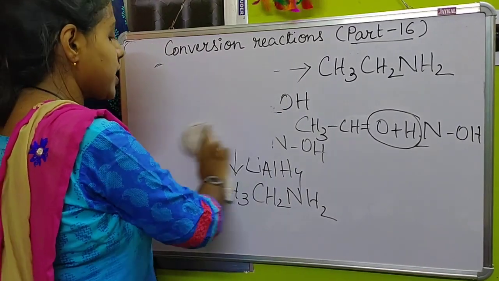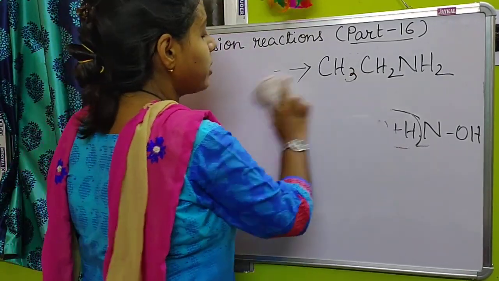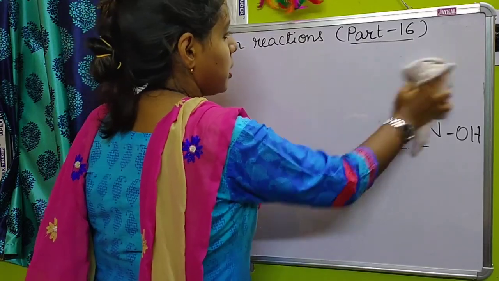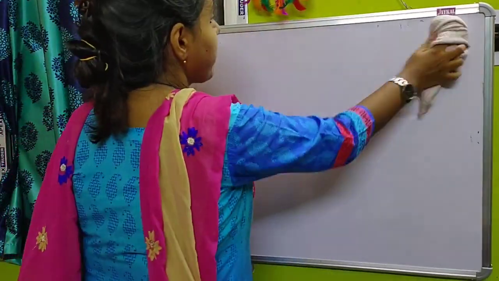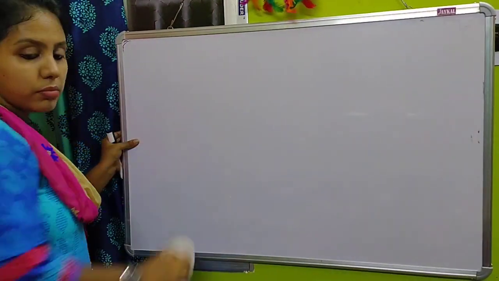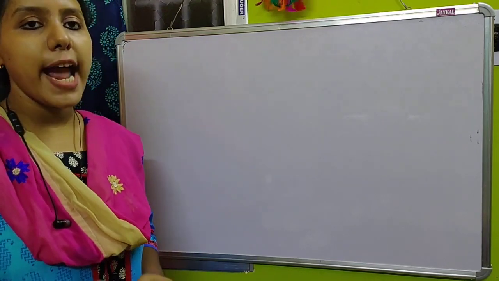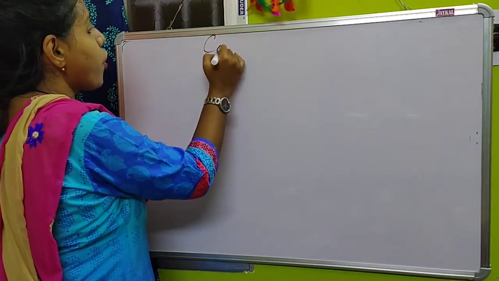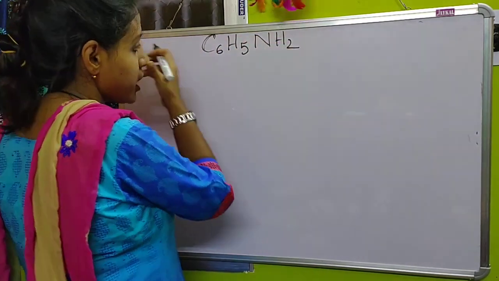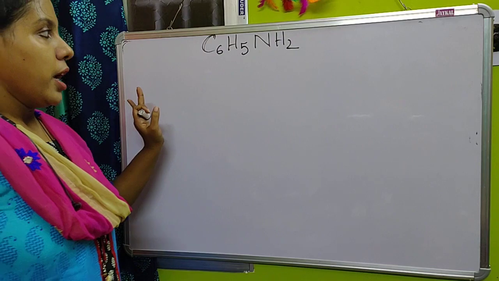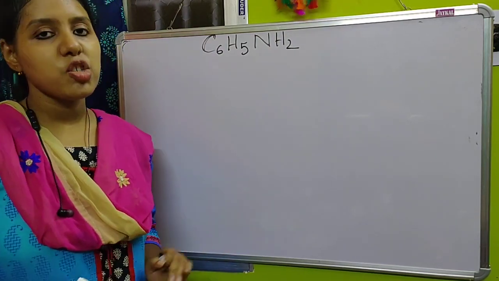Many conversion reactions are also there which are important for your exam, and I have given them all to you in your notes. Let's go through this. Now next we are starting with aromatic amine, primary aromatic amine, that is aniline. Aniline has the formula C6H5NH2. First we are seeing the laboratory preparation and the industrial preparation.